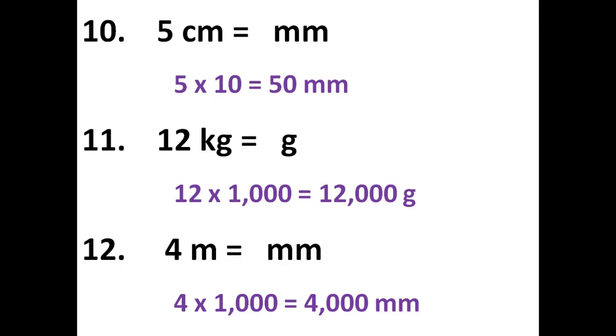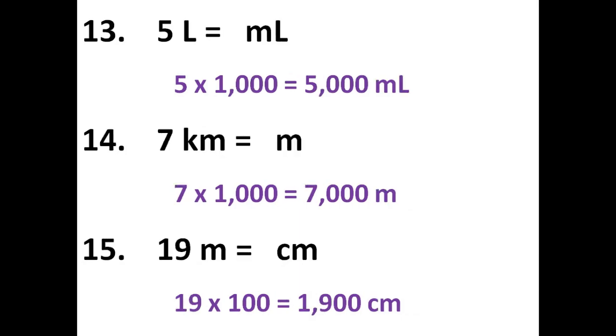Next number is 12. 4 meter is equal to dash millimeter. We have to convert meter into millimeter. 1 meter is equal to 1000 millimeter. 4 meter is equal to 4000 millimeter. 13 is 5L is equal to dash ml. 5 liter multiplied by 1000, you will get 5000 milliliter.